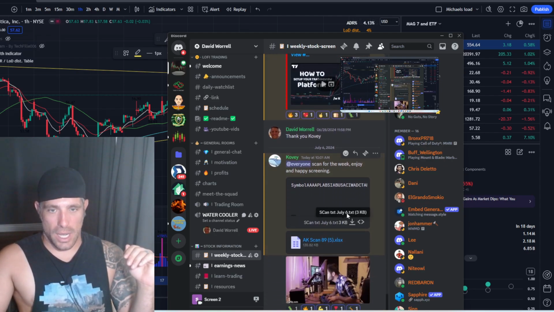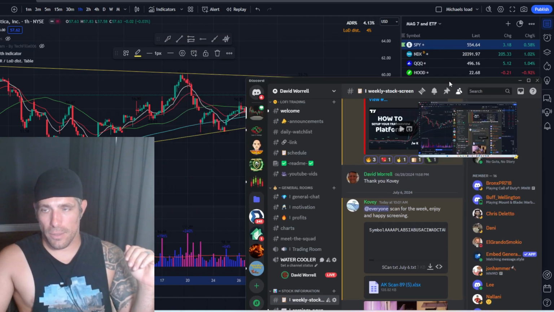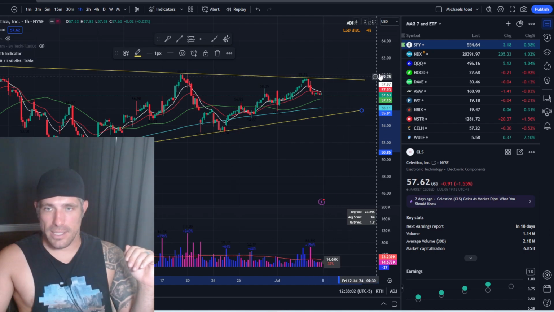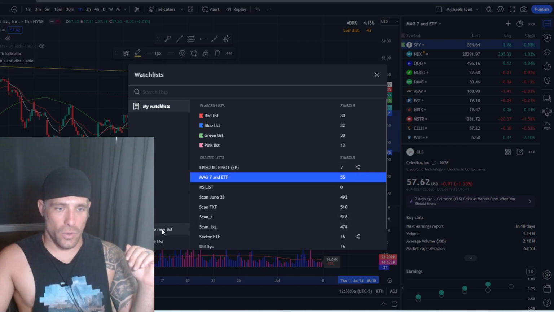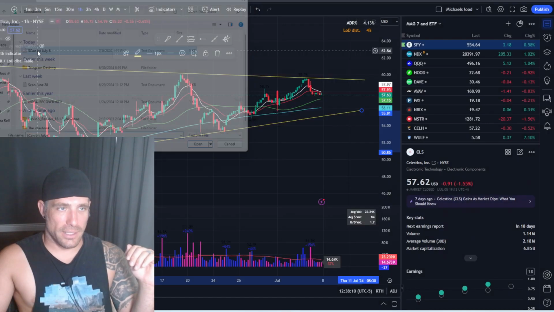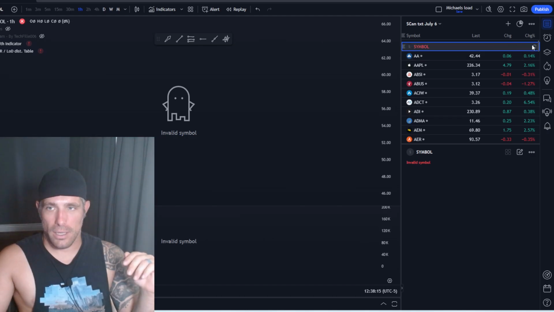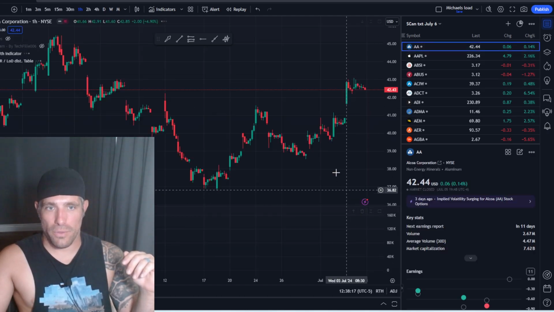Check it out. Right here, we have the scan. You just click this download button. Boom. It downloads right onto your computer. And then it's easy as this, guys. You go to your section right here. You go to create new playlist. Actually, you go to import playlist. It's scan study for July. And then boom, they're all right here. It's that simple.